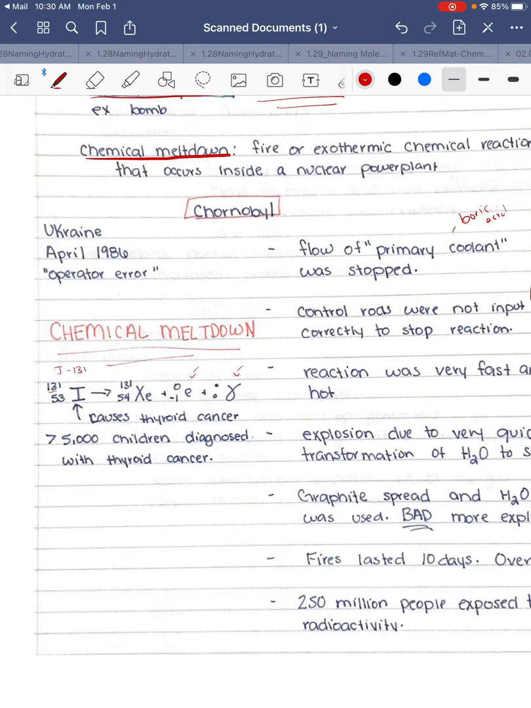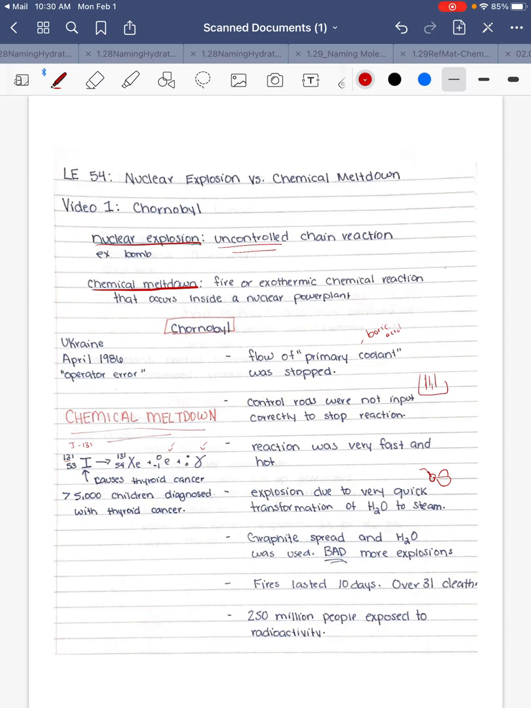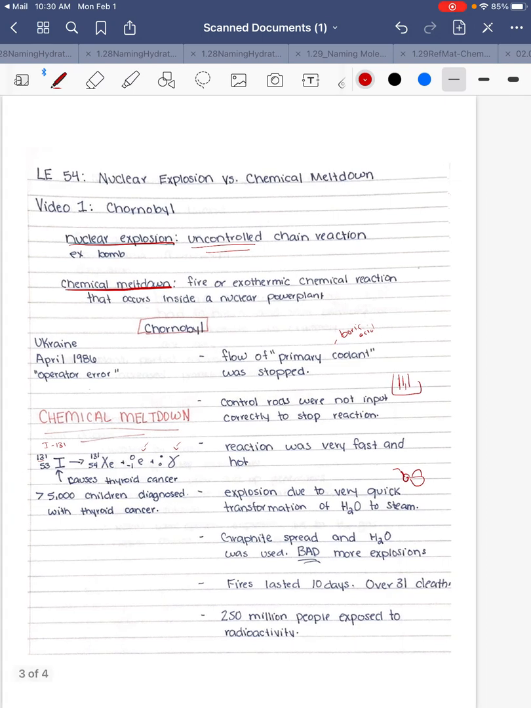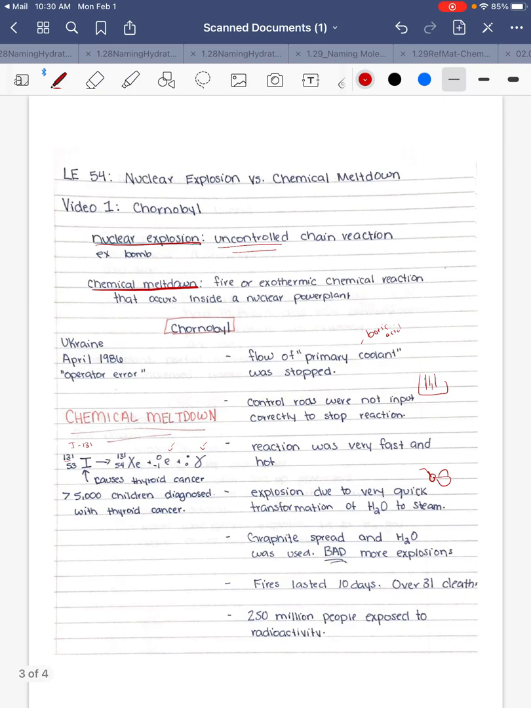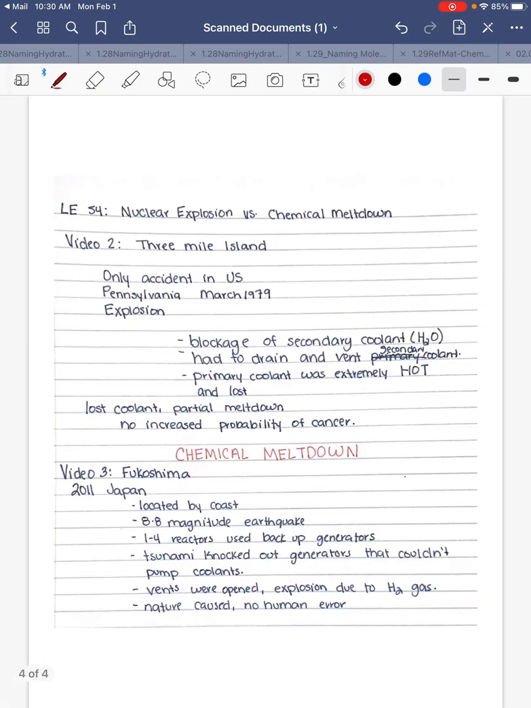So unfortunately, due to this explosion, there were 5,000 children that were diagnosed with thyroid cancer after that. Again, they had nothing directly to do with this accident that occurred, but unfortunately, they had to deal with the repercussions, which is thyroid cancer in children, which is very, very unfortunate.